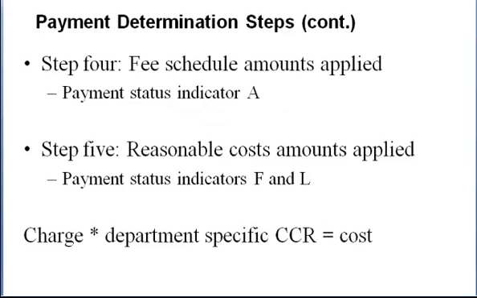In step 4, the fee schedule amounts are applied. HCPCS codes with a payment indicator of A are paid based on a fee schedule. The fee schedule amounts for these procedures or services are applied by the Pricer software. Step 5, we have reasonable cost amounts that are applied. HCPCS codes with an indicator of F or L are reimbursed at a reasonable cost level.